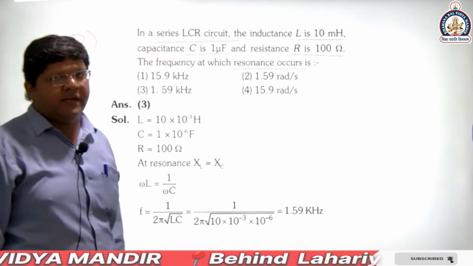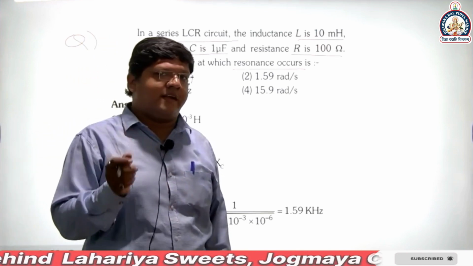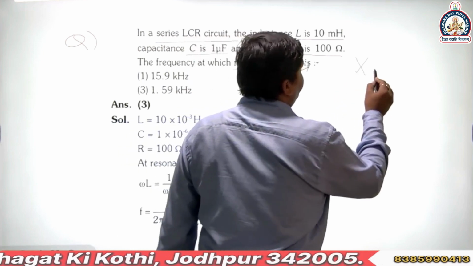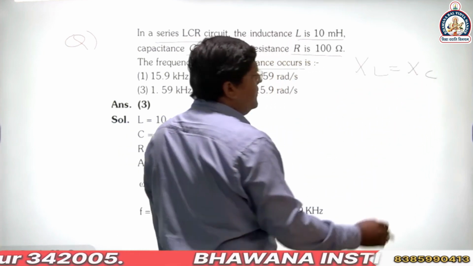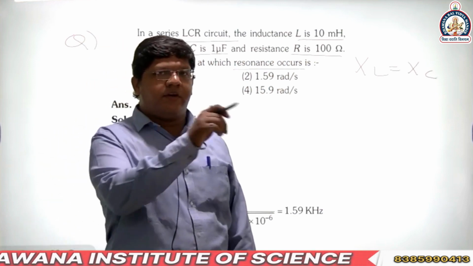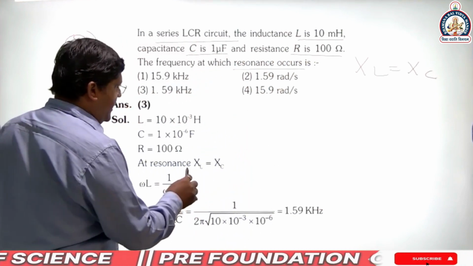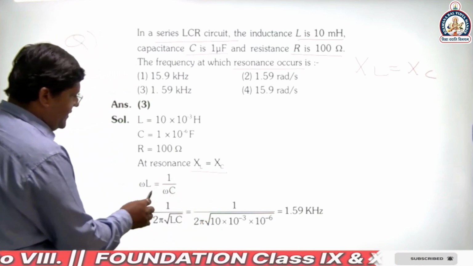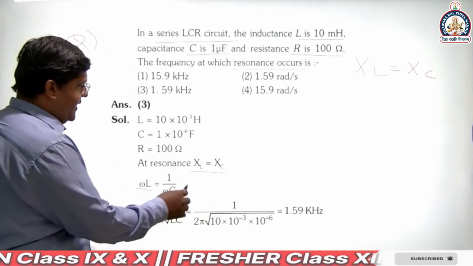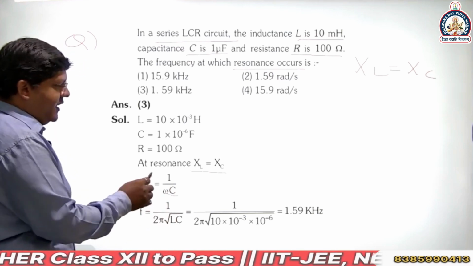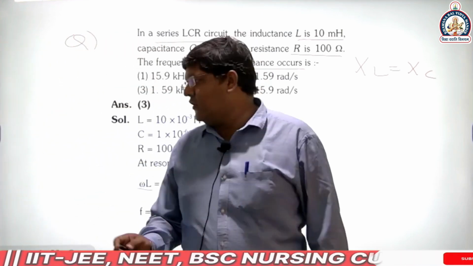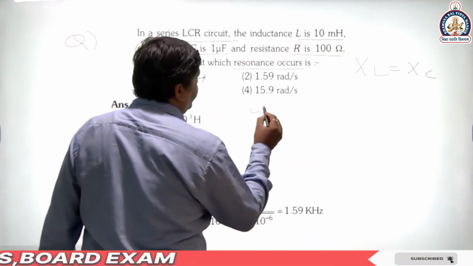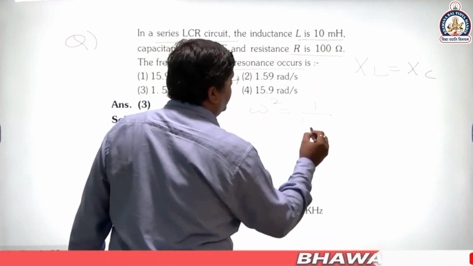As we all know, resonance is a special condition of a series RLC circuit where we get XL is equal to XC. Means the inductive reactance is equal to the capacitive reactance. By putting the value of XL is equal to omega L and the value of XC is equal to 1 upon omega C, we can balance the equation as omega square is equal to 1 upon LC.